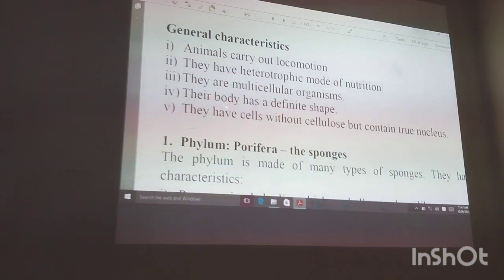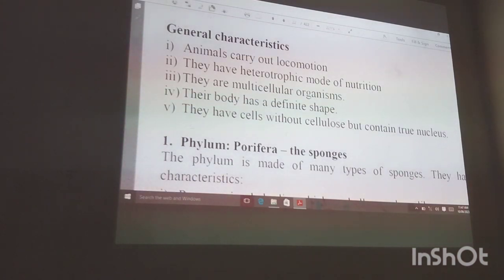Also, their bodies have a definite shape. For annelids, the worms, we are able to see the shape of the worms. If we look at a human being, you're able to see the shape of a human being. You'll be able to tell that this is a worm when you look at it. Very good. Then they have cells without cellulose but containing a true nucleus.